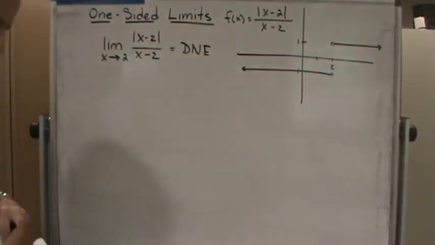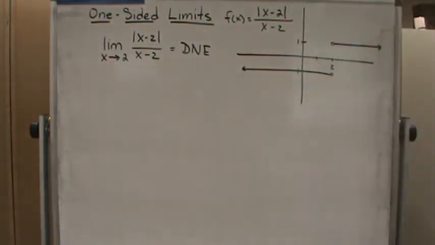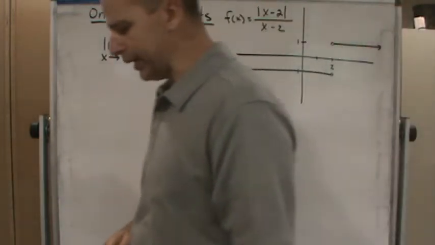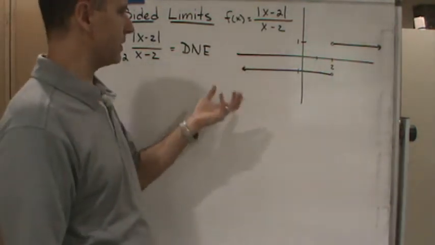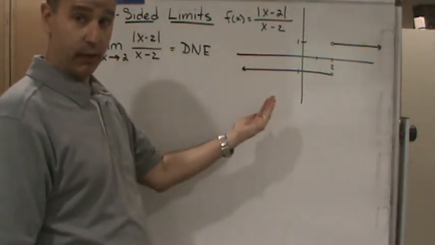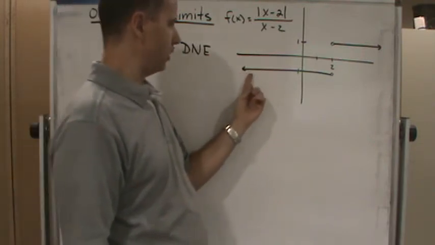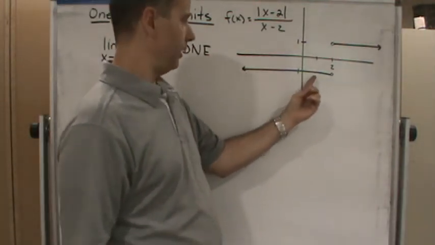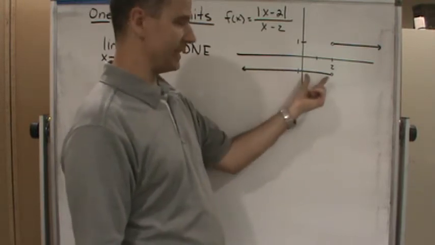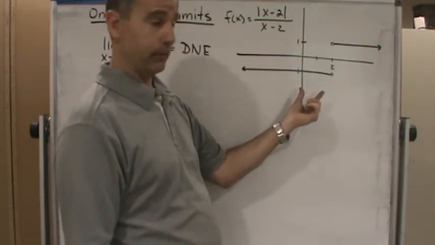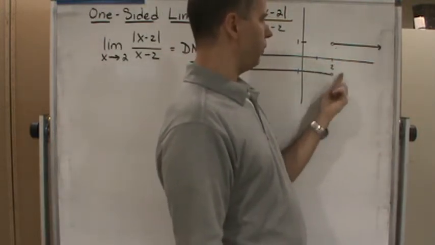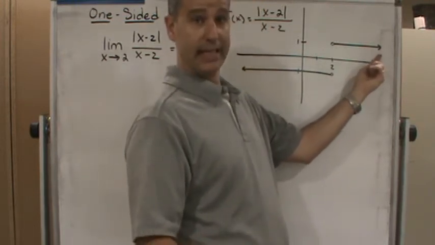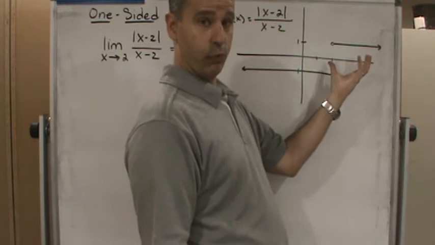Now, that does not give us enough information about the graph though. So let's look at what's going on on both sides. What happens as we approach x = 2 from the negative side, which is on the left side? As we approach from the left, or on the negative side of 2, we can see that this is going to be -1. And as we approach x equal to 2 from the right, or the positive side, we see that the value is +1.